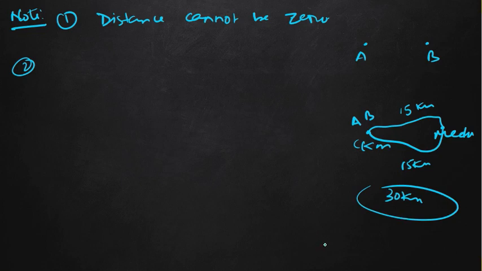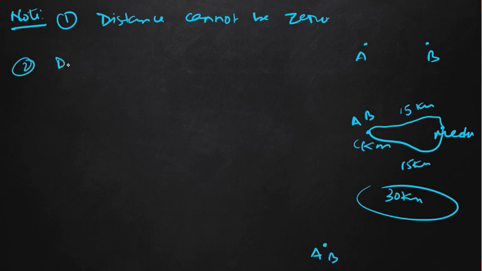But I have started from A. Again, after some time, I have reached A. So what is the shortest distance now? There is no distance because my starting point and the end point are both the same. So the shortest distance is zero. So displacement can be 0.